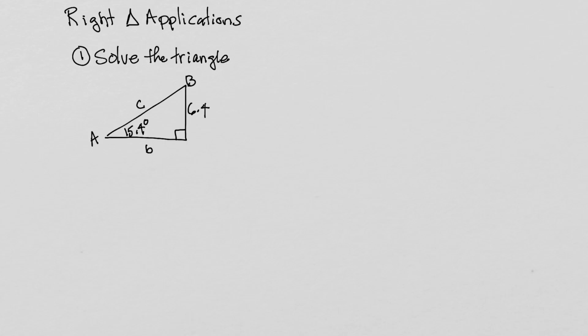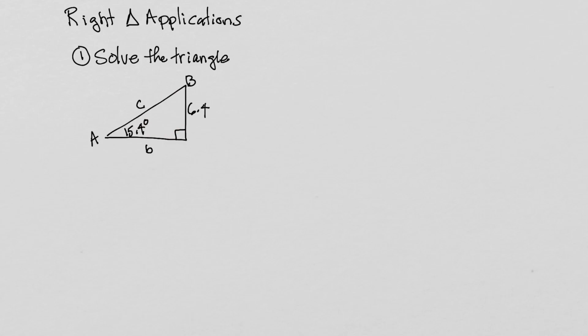In this last section in Chapter 13, we're going to take a look at some applications of right triangles. And what we're asked to do in problem number 1 is to solve the triangle. Now what that means is when you're asked to solve a triangle, it means that you want to find the unknown parts. So we have this angle, we need to find this angle. We have this side, and we need to find these other two sides. Then everything will be known in this triangle, all the angles, all the sides.